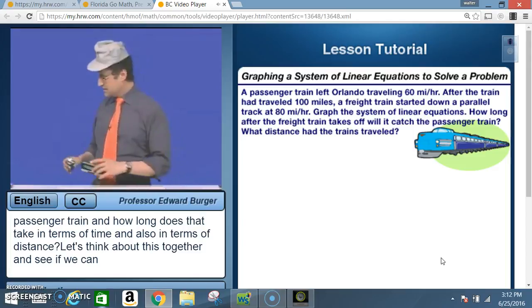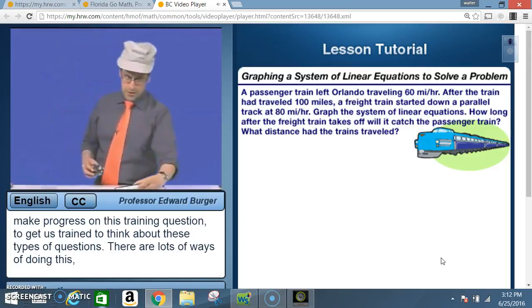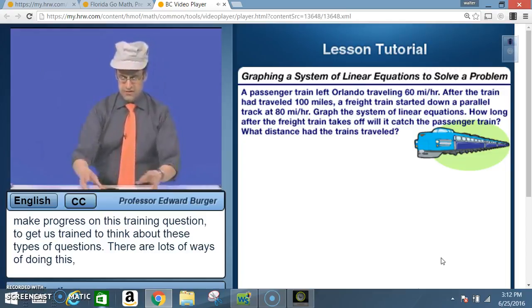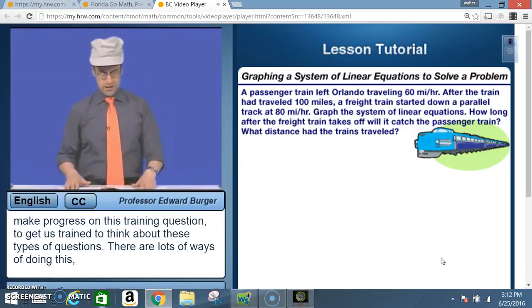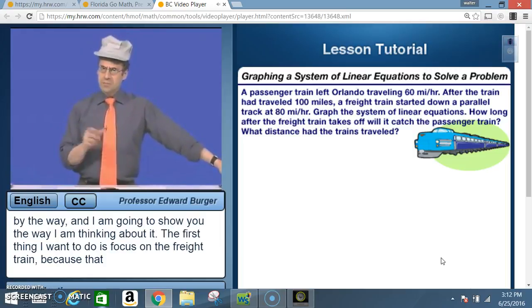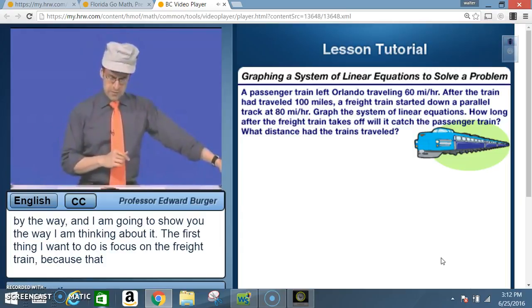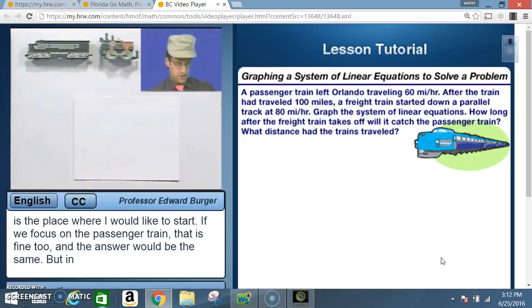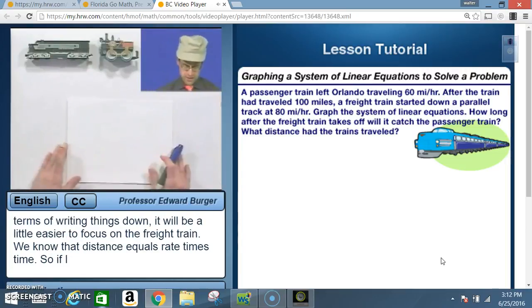Okay, so let's think about this together and see if we can make progress on this question to get us trained for thinking about these kinds of equations. So there are lots of ways of doing this, by the way, and I'm going to show you the way that I'm thinking about it. The first thing I want to do is focus on the freight train, because that's the place I'd like to start. We could focus on the passenger train, that's fine too, and our answer would be the same, but just in terms of writing things down, it's going to be a little easier to focus on the freight train.